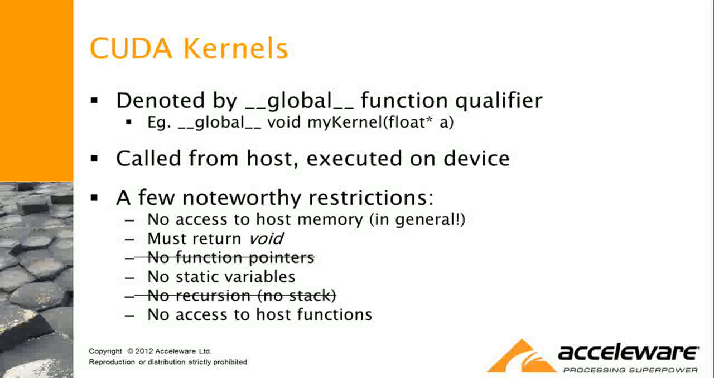You can't have static variables, so you can't have variables that retain their value from call to call. You're going to need to store those in pointers in global memory from call to call. And you don't have access to host functions, so if you wrote the world's most legendary swap function on the host and you want to use it on the GPU, you're going to have to rewrite it on the GPU. It doesn't just automatically port over. You'll need to port that to the GPU as well.